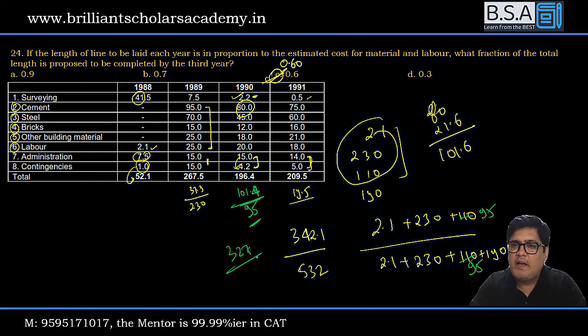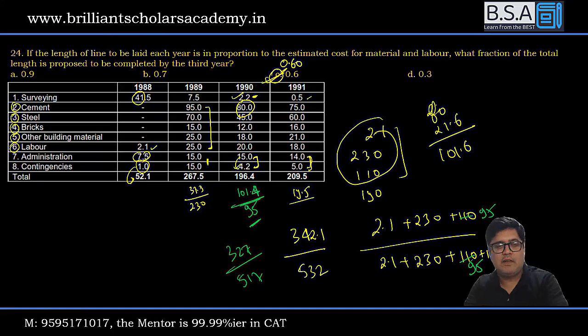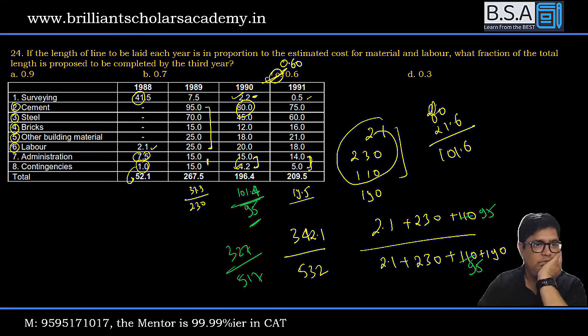And what will happen in the denominator also? 15 will be reduced, right? 517. Yeah, 0.6324. Still the same answer. 0.60 something. Yeah.